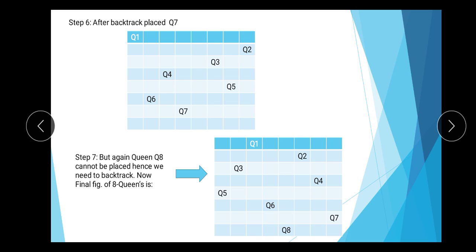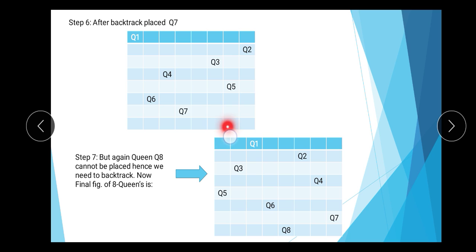We cannot place our q8 in any remaining position because there is a direct attack by each and every queen till queen 7 on the queen 8. This is not a safe position, direct attack by q1. This is not a safe position, direct attack by the q6. Again this is not a safe position for the q8, direct attack by q4. This is not a safe position for q8, direct attack by q7. This is not a safe position because this is a diagonal position to the q7.